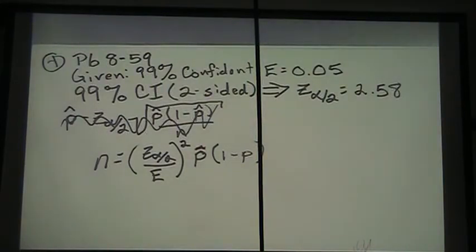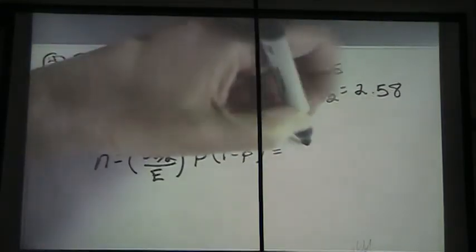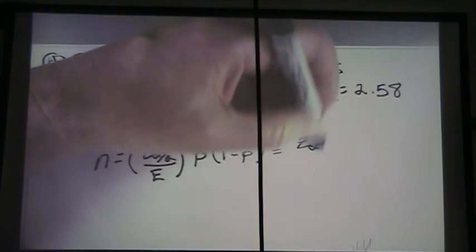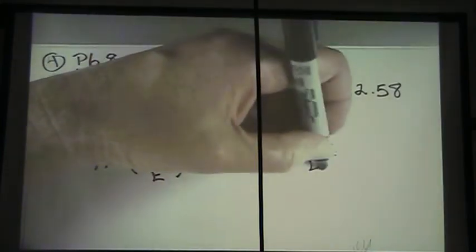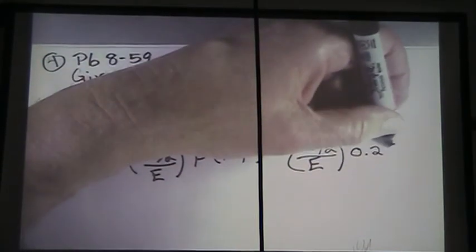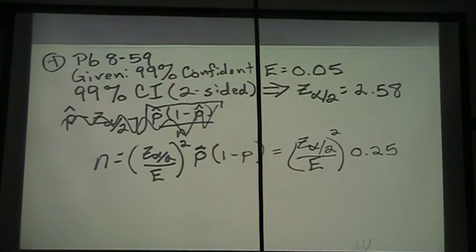So what do we do? We go to our famous substitute where we say Z alpha divided by 2 divided by the error, that quantity squared, times 0.25. This will give us the largest possible sample, but since we have no data at all to work with as far as what is our p hat, our point estimate for our binomial proportion, this will give us what we need.